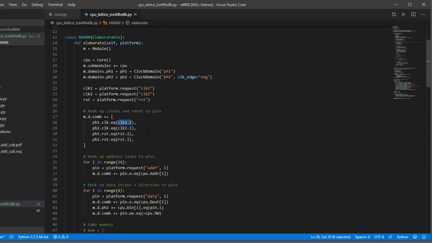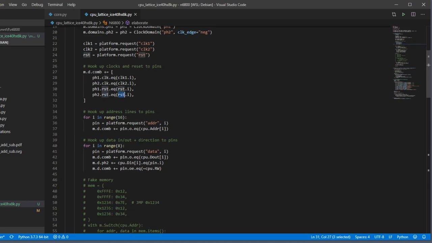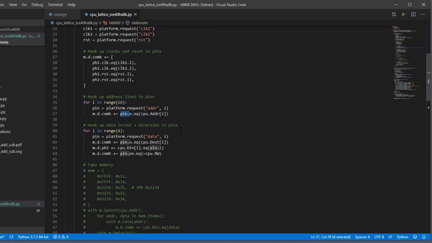So for example, clock1.i, that indicates that this is an input pin, that gets set to phase1.clock. Clock2.i gets set to phase2.clock. And the resets for the clock domains all get set to the global reset. Now, to hook up the address lines, I just iterate through the address resources. So here's how you get address pins 0 through 15. And then for each one of those, I assign the CPU's address line to that pin's output.